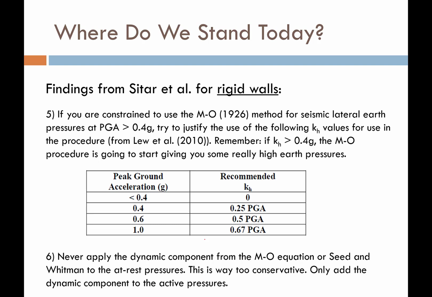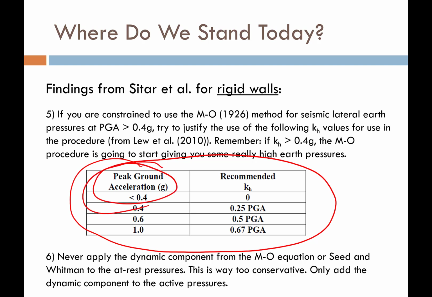So I referenced this table before, but I'm showing it here. Again, if you are being forced to use Mononobe-Okabe for your basement walls, and your earth pressures are larger than 0.4 Gs, then go ahead and try to again justify a reduction in your KH values. So here's a table from Liu and others in 2010 where it's based on measured forces on retaining systems. And so you can see this is the recommended KH values for different levels of peak ground accelerations from an earthquake.